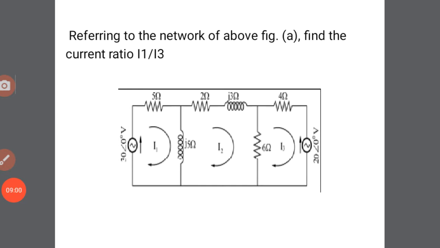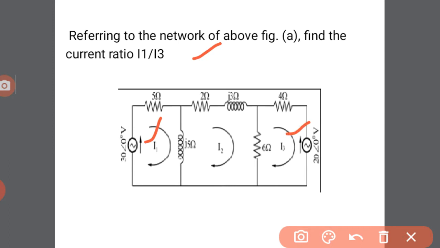Next, go for another example. Referring to the network of the above figure, find the current ratio I1 and I3. That means if you have to find the ratio of I1 and I3, we just have to find the value of current I1 in the first loop and I3 in the third loop. For that, first write the mesh current equations. After that, find out the value of delta Z. After that, if you want to find the value of I1, find out delta 1.